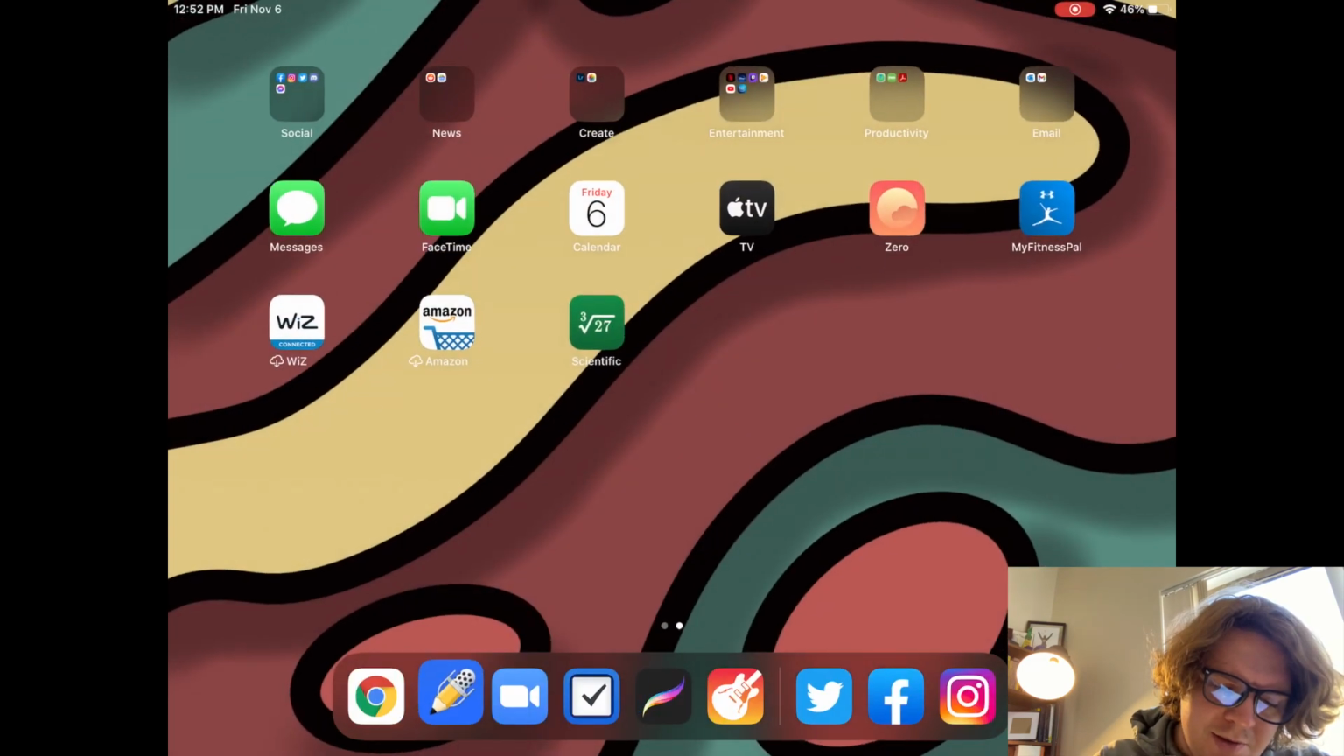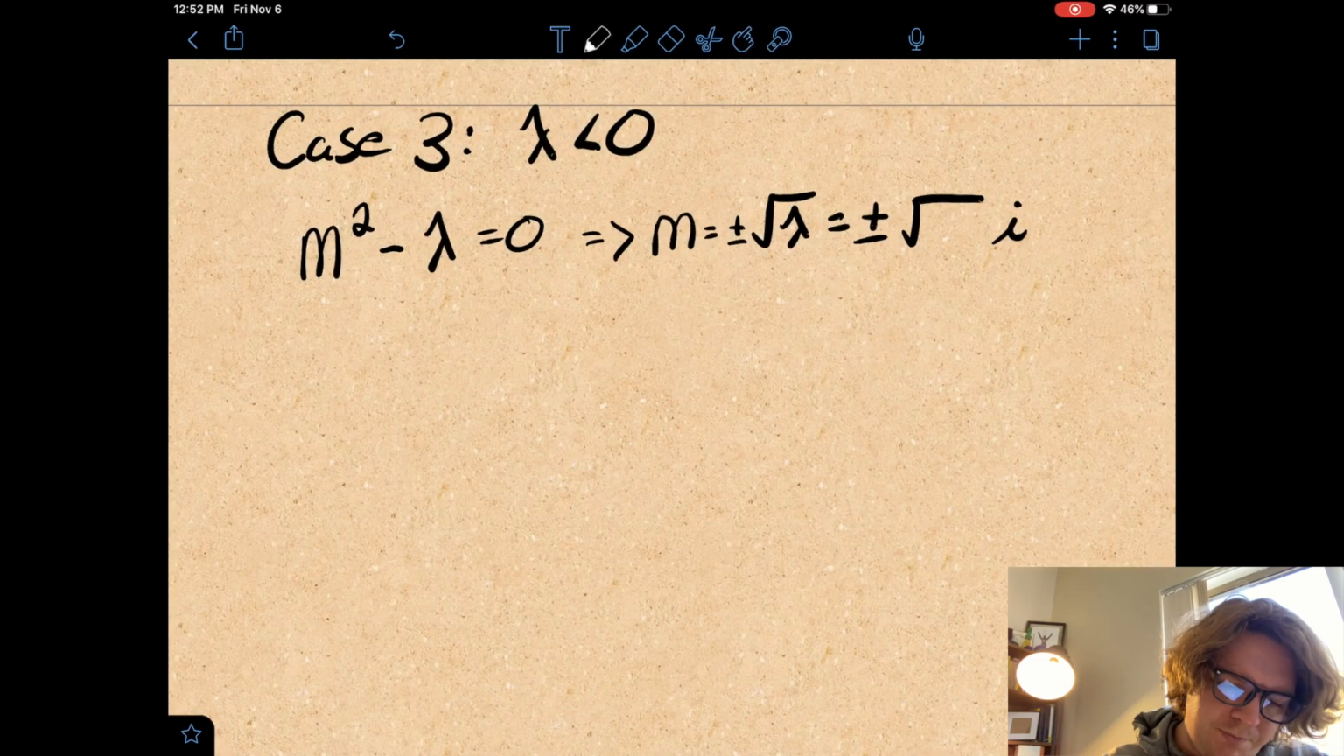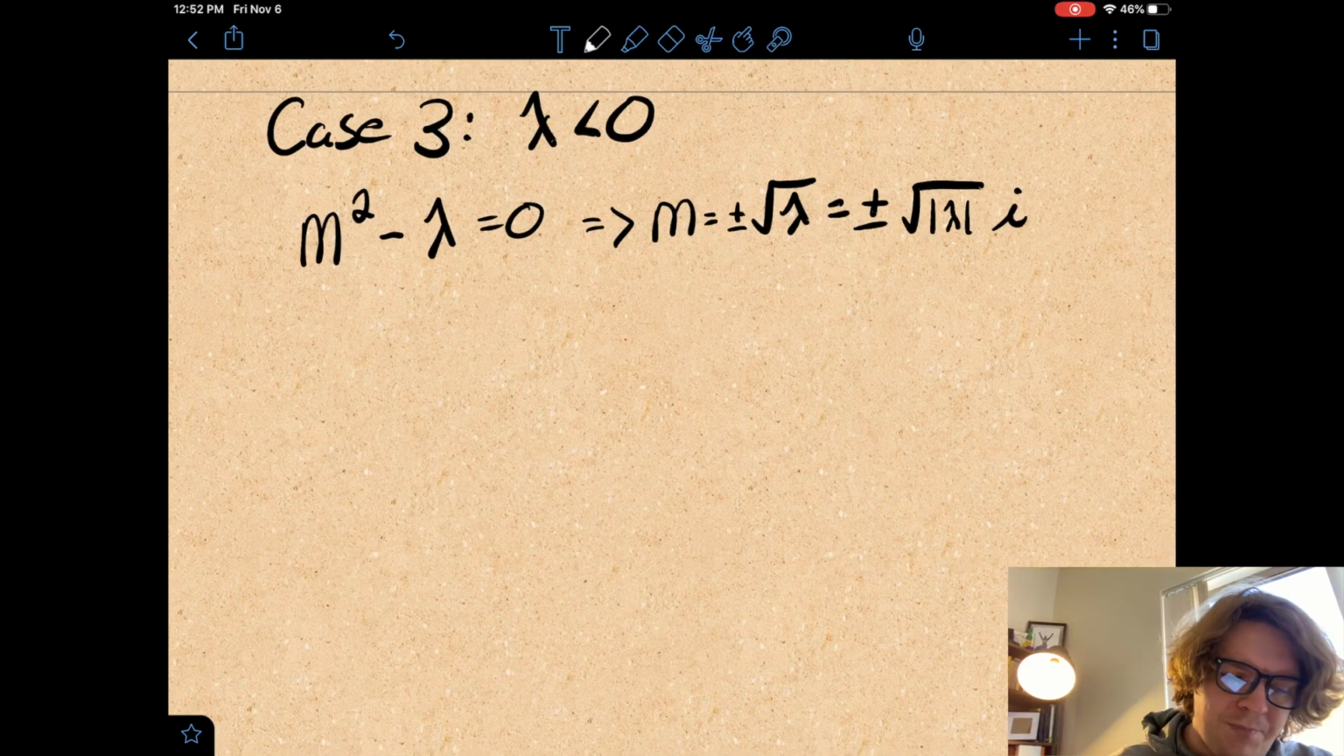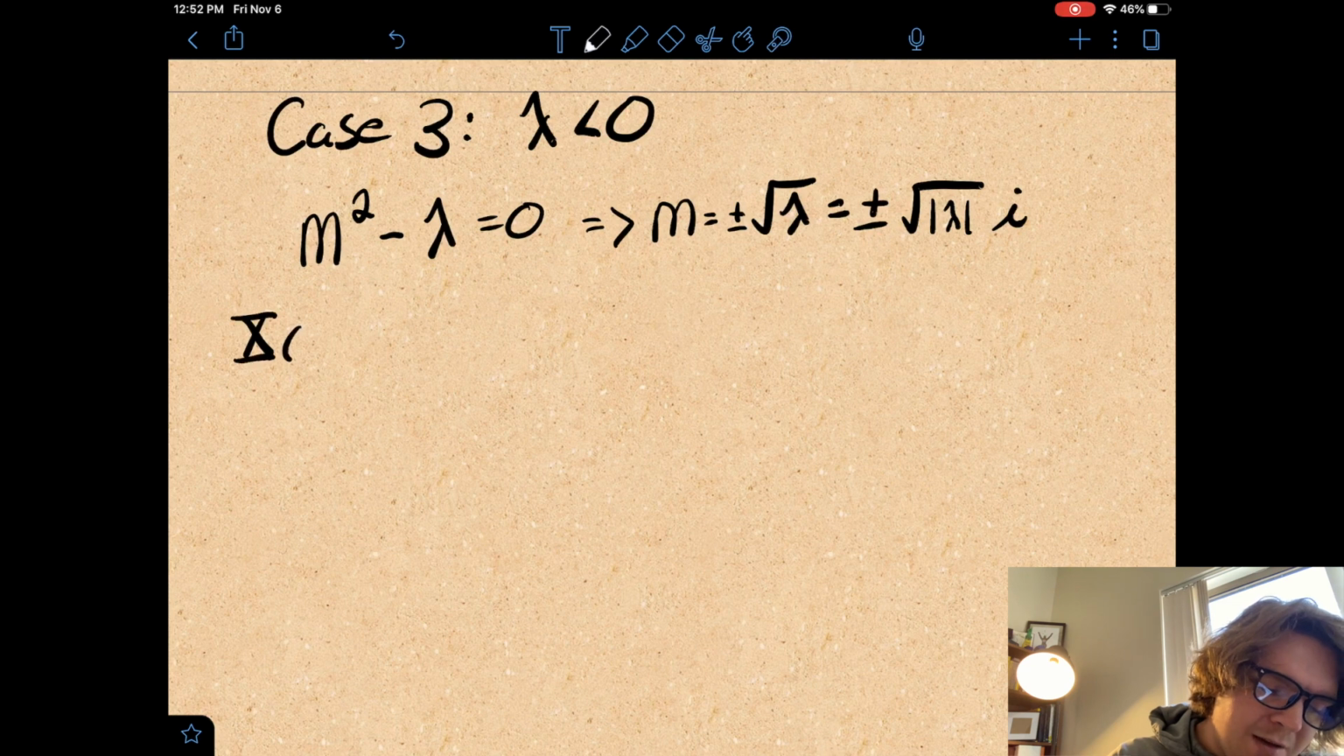And we could write this as the square root of, let's make lambda positive. There's a couple ways to do it. You can either slap lambda in absolute values or take the negative of lambda. I'm going to put it in absolute values. Either way, you get the same answer in the end. Okay?